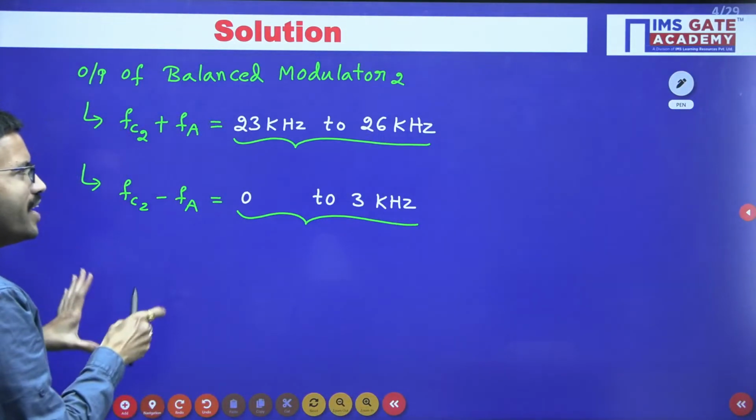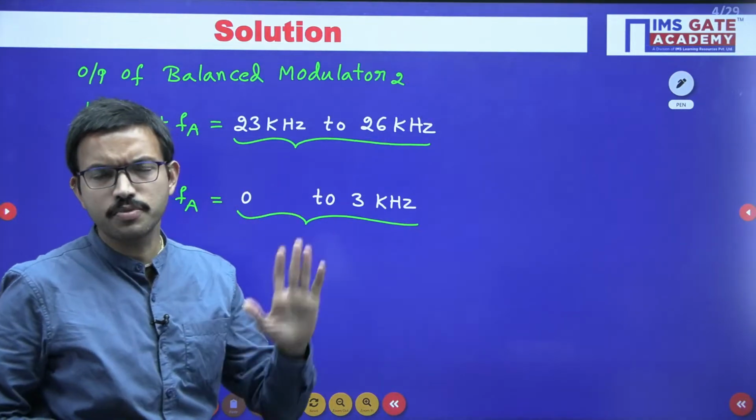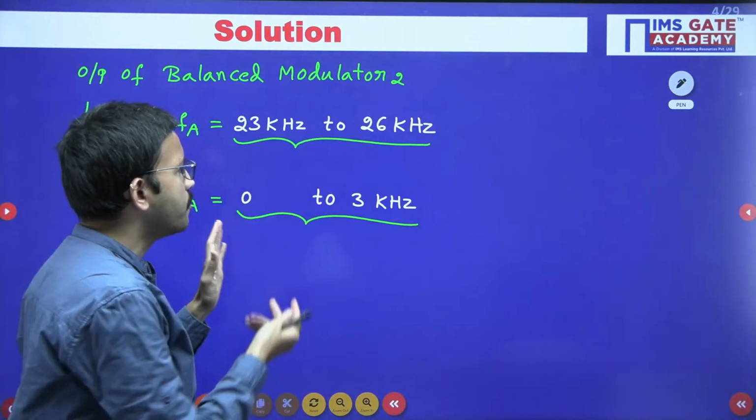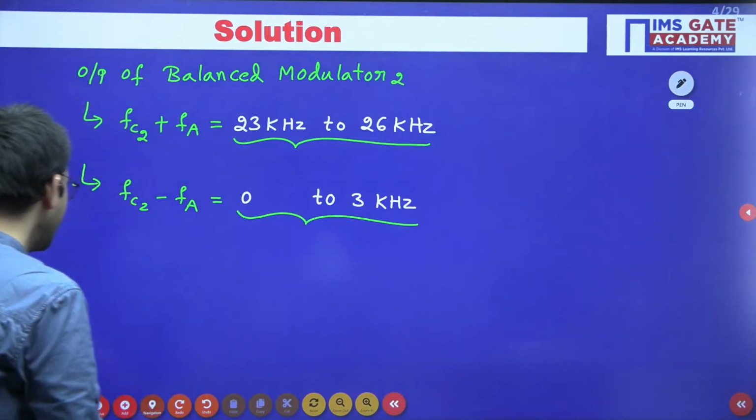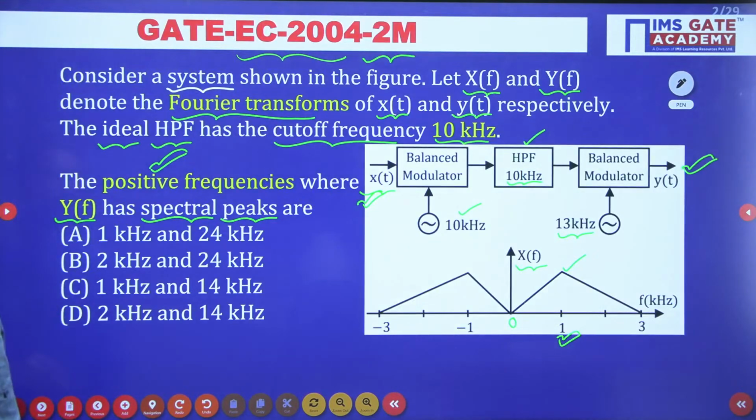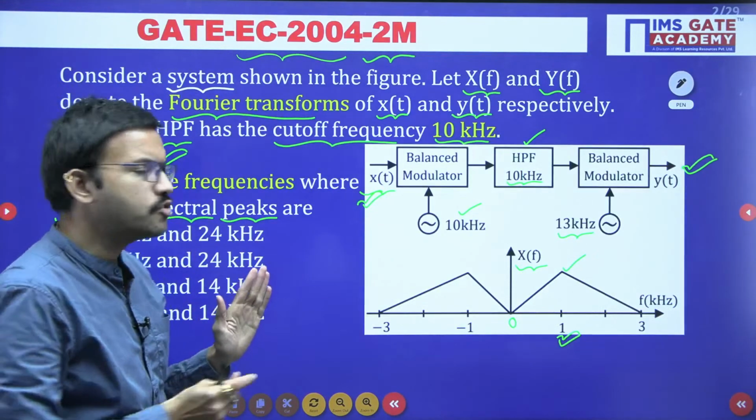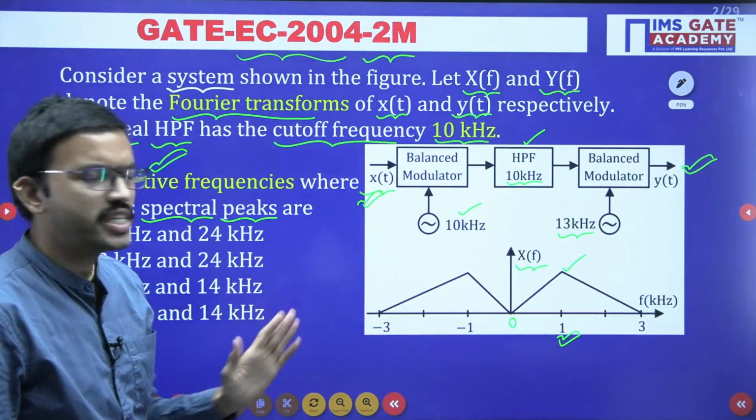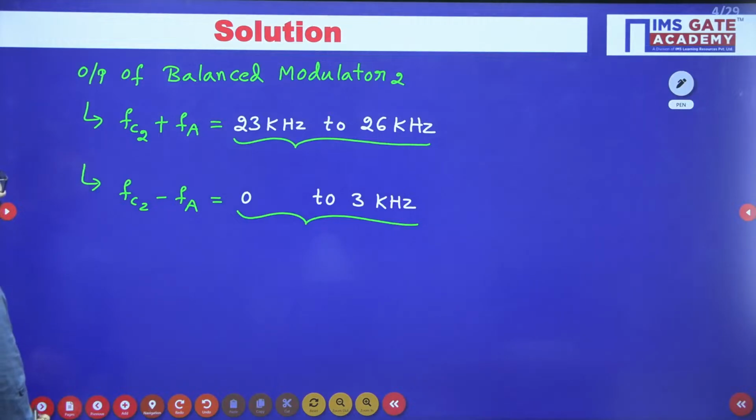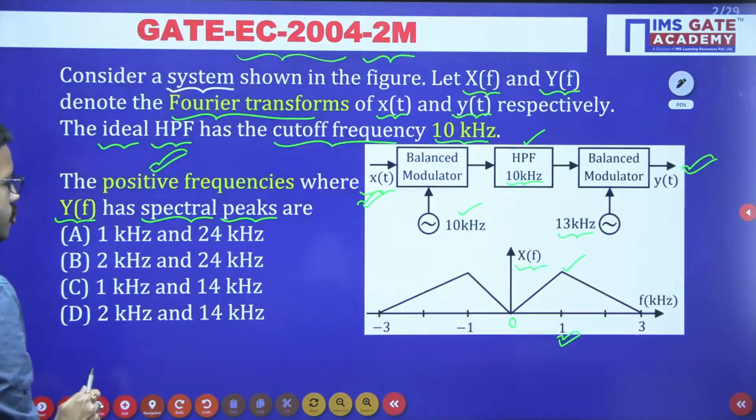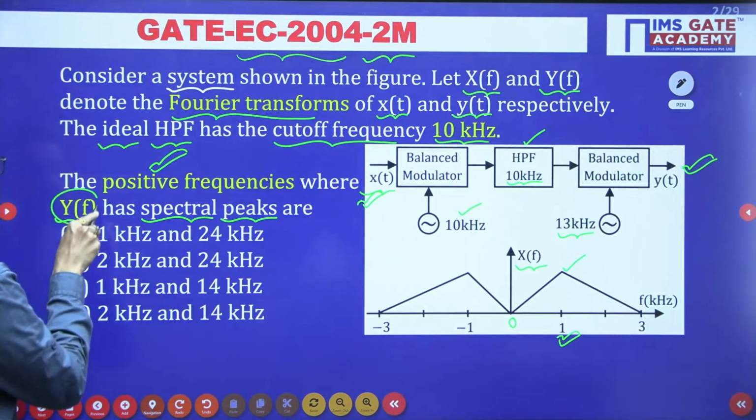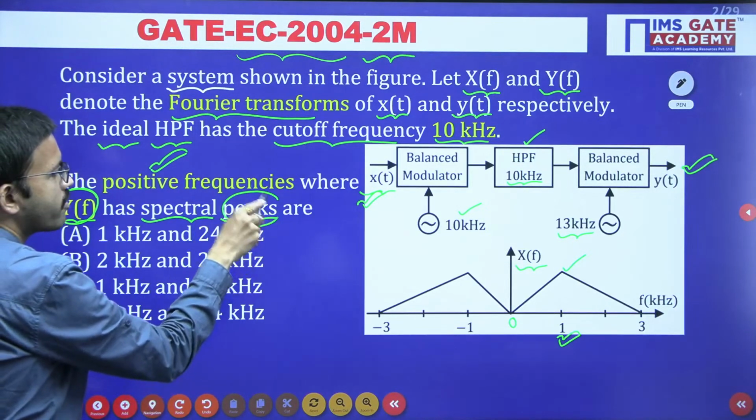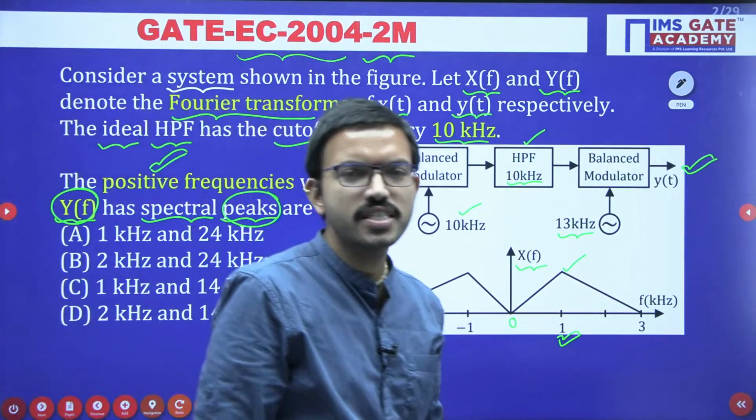If they had asked about the final output, at what frequency range you are going to get the signal spectrum, then this is the final answer. But see the beauty of this question, they haven't asked that. Whatever frequency spectrum you got, you now have two bands of frequencies: one from 0 to 3 kilohertz, and the other from 23 kilohertz to 26 kilohertz, right? So now the question is, at what frequencies of Y of f are we getting the peak value? That is the question. All of you just guess.